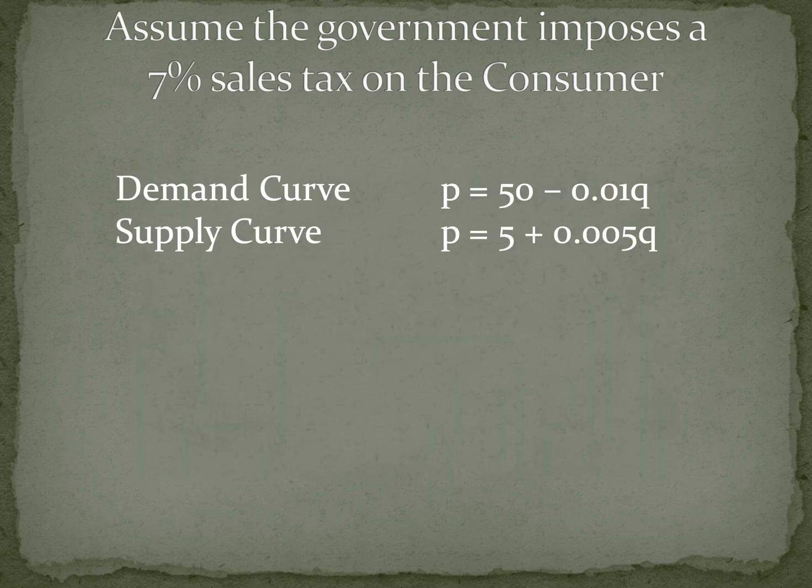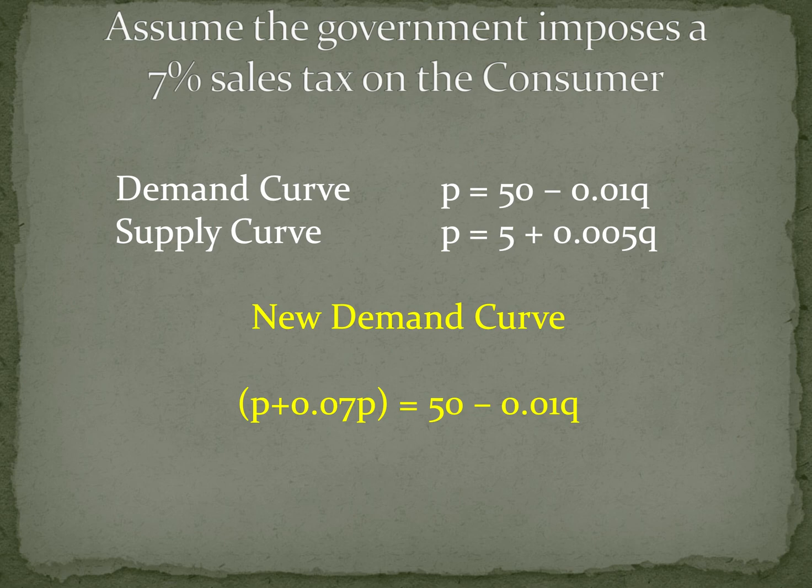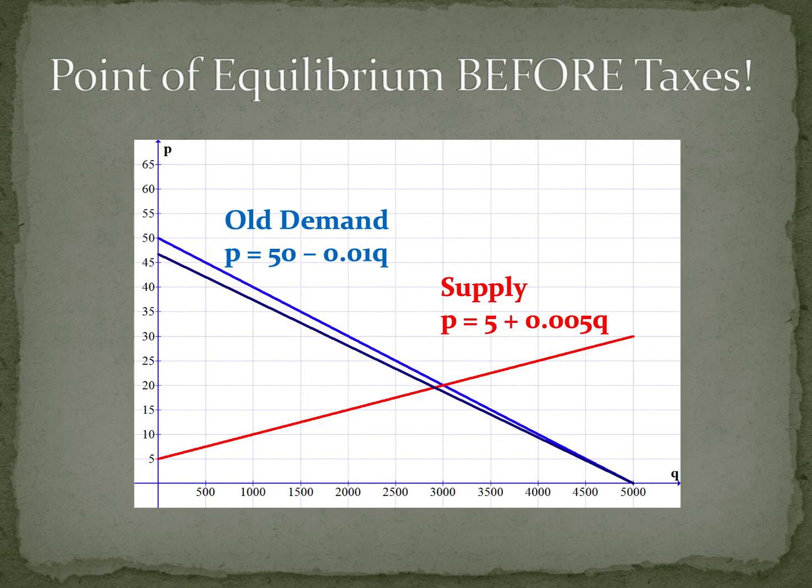So to see how this works, here we have our demand curve and our supply curve. The tax is on the consumer, so we're going to change the demand curve. Our new demand curve is going to be created by simply replacing the price P now with the price plus the tax. And the tax is 7% of the price at which it is sold. If we rewrite the equation, we can solve for P and write it as P equals the difference 50 minus 0.01 Q divided by 1.07. So here I have my new demand curve, and I'll use the old supply curve.